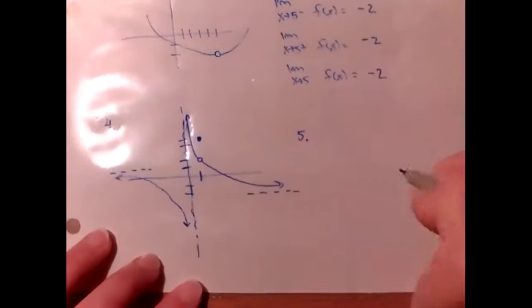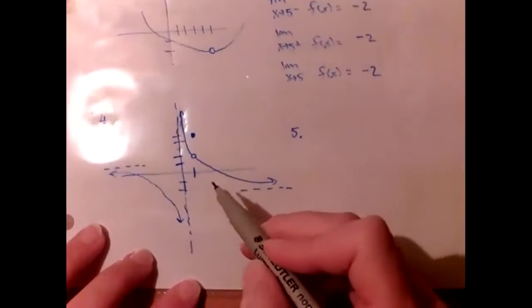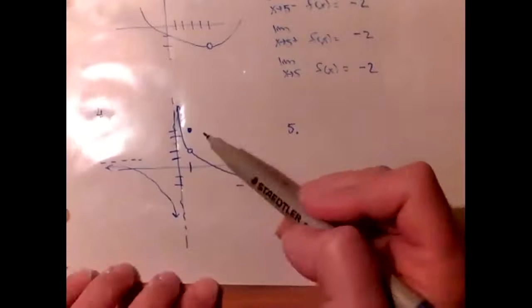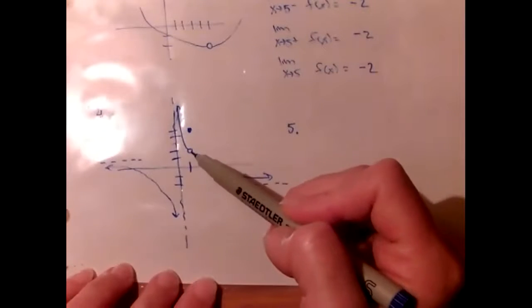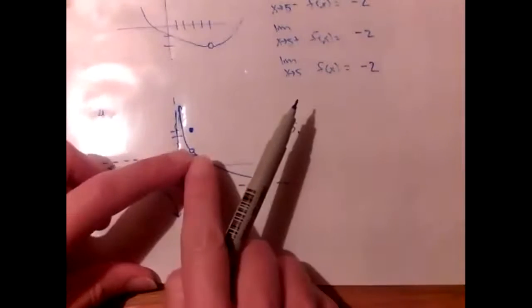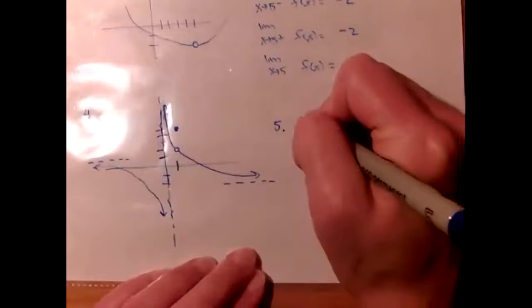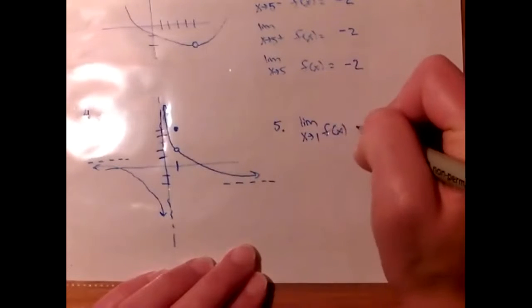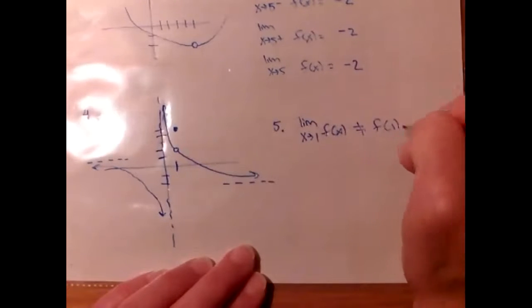So number 5 was explain why this graph is discontinuous at 1. And if we go through our rules, there is a point, there is a limit, both sides come to the same place, they just don't equal each other. So the limit of the function doesn't equal f of 1.